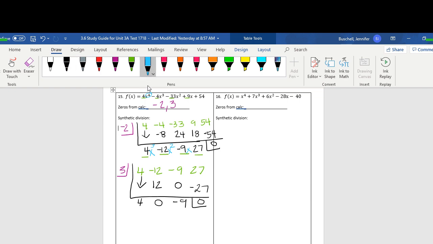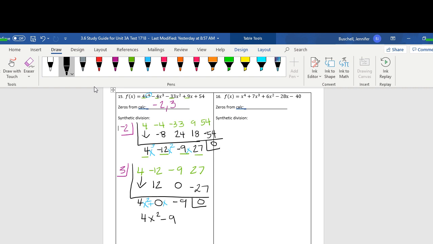Let's figure out my degrees. So if I started to the fourth power and I took out a solution, I'm left with x cubed. I took out another solution with 3. So down here, I'm going to be left with 4x squared plus 0x minus 9. Anything times 0 is 0. So I'm actually left with 4x squared minus 9.